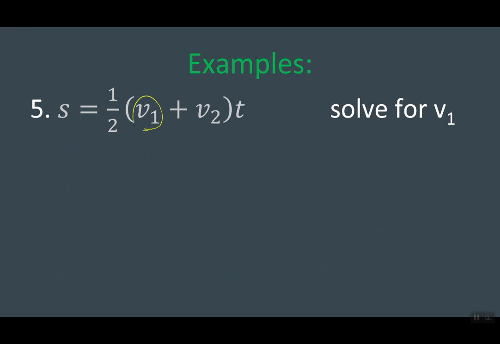So that means that we need to get rid of the 1/2 and we need to get rid of the t. So remember, to get rid of fractions, we're going to multiply by the reciprocal. So I'm going to multiply by 2 over 1, both sides. So that means I have 2 times s, the fraction canceled out. I have v1 plus v2 in parentheses times t. Now I'm still dealing with everything that's outside of parentheses, so I'm going to divide by t.